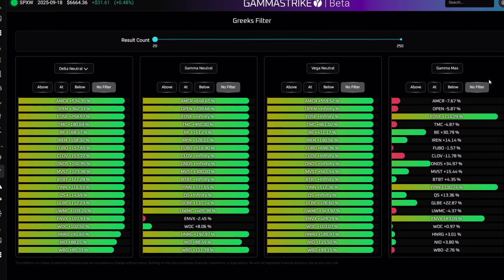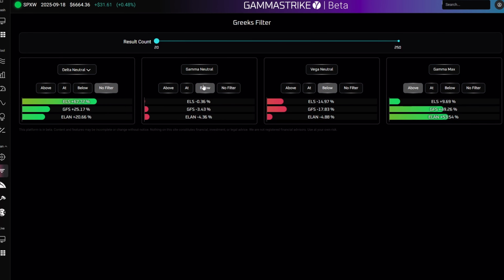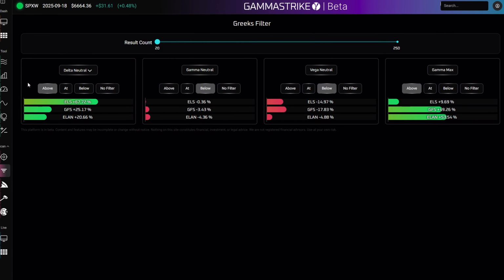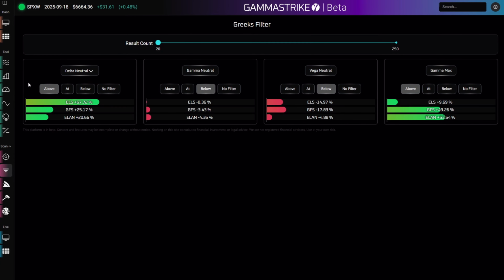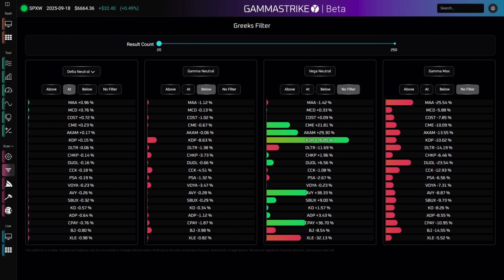You'll notice that sorting the list affects all boxes. This is because all of the results are linked to each other, allowing you to combine functions to find desired options environment. The example shown here is for stocks that are at delta neutral but below gamma neutral.